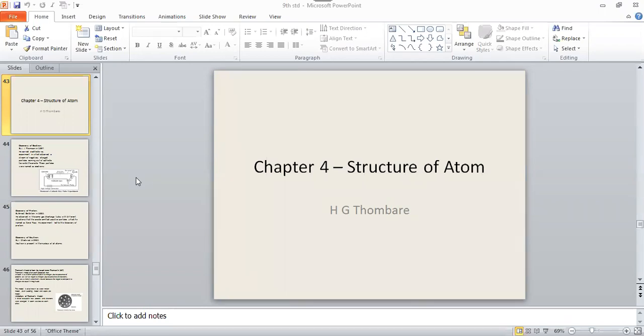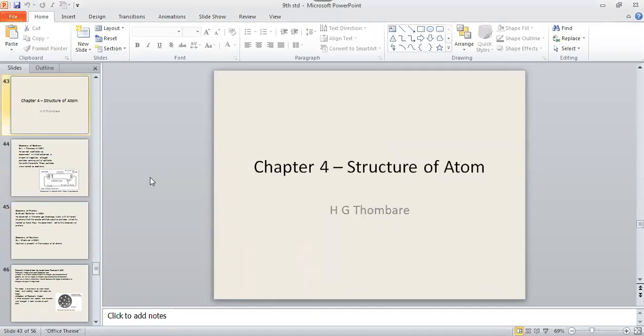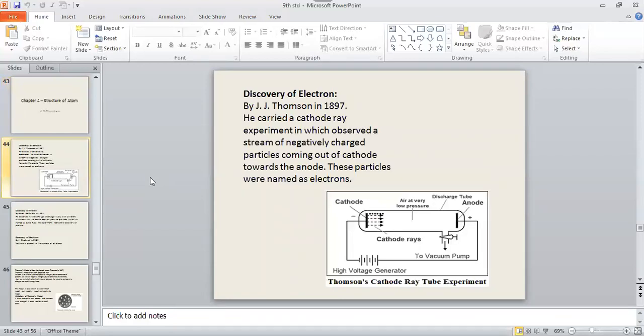The first point in this chapter is to study that the atom consists of fundamental particles: electron, proton and neutron. So we will study the discovery of these particles.